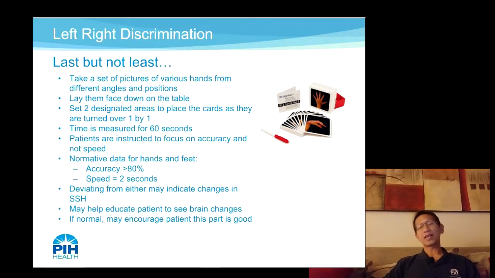Now, last but not least is left-right discrimination. You actually want to start with this test, and we'll go over that later on in the treatment part of it. But you want to start with left-right discrimination because you want to find out if the patient has crossing over. And when I say crossing over, the brain is now confusing the left side and the right side.